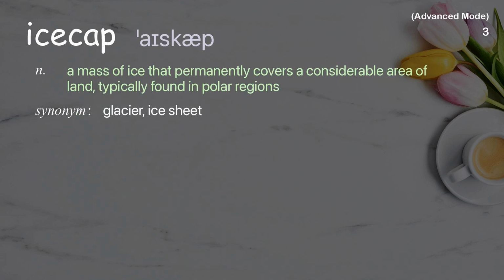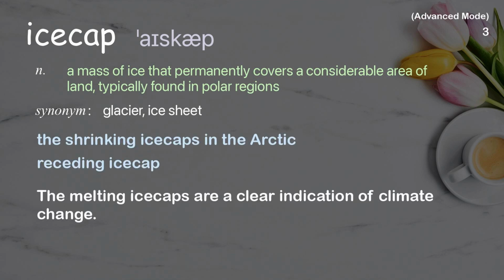Ice cap. A mass of ice that permanently covers a considerable area of land, typically found in polar regions. Examples: The shrinking ice caps in the Arctic. Receding ice cap. The melting ice caps are a clear indication of climate change.